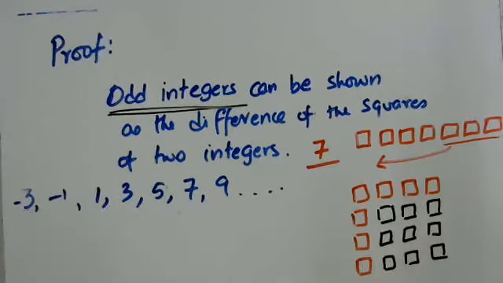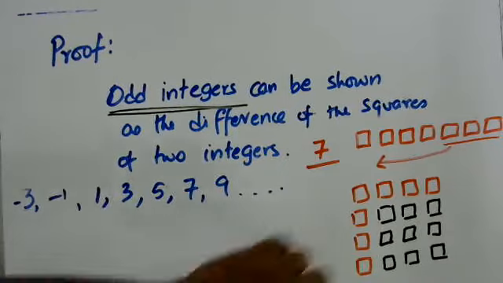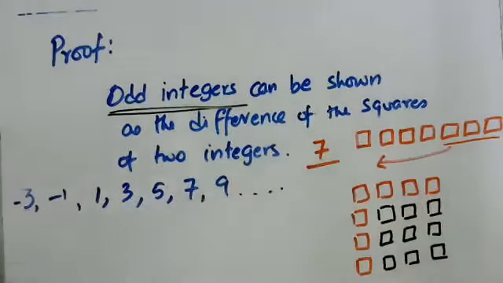7 and 9. Yes, sir. How? So the ones you wrote in black, 9, and the ones you wrote in red, 7. But how does that give us the answer to the solution? I mean, how does it give us the proof that the difference of the squares will give an odd number? In fact, we started with 7. So somehow you have to connect this diagram to the number 7 in terms of this statement.